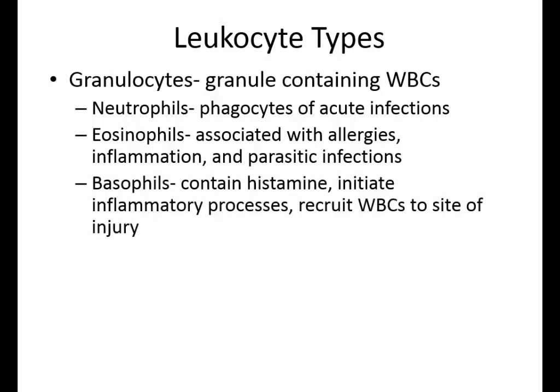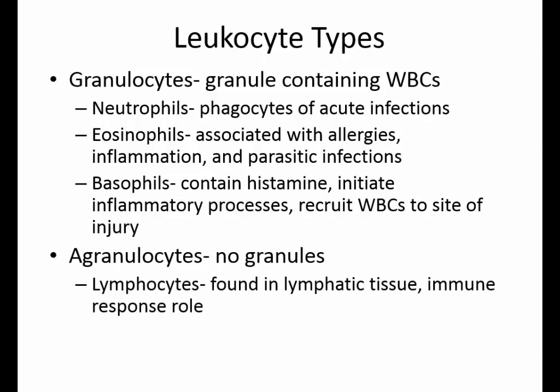The third of the granulocytes is the basophil. Their granules contain histamine. Histamine is important in initiating an inflammatory response and in calling white blood cells to the area of an injury. The second leukocyte type are the agranulocytes. These cells have no granules in their cytoplasm.